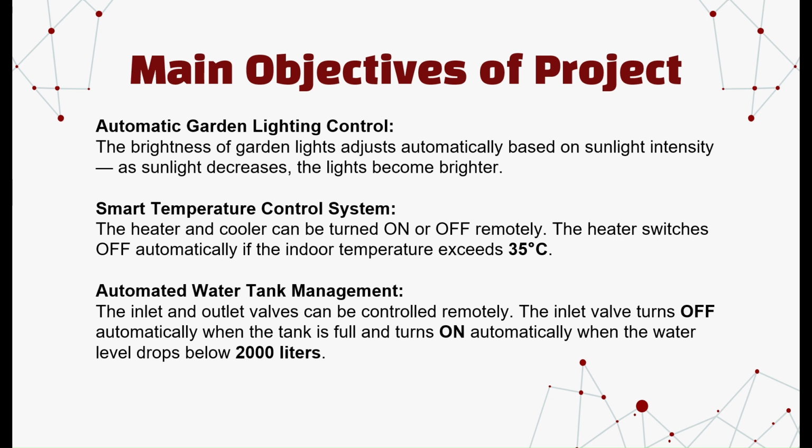The main objective of our project is automatic garden lighting control. The brightness of garden lights adjusts automatically based on sunlight intensity. As sunlight decreases, the light becomes brighter. Smart temperature controller system: the heater and cooler can be turned on and off remotely. The heater switches off automatically if the indoor temperature exceeds 35 degrees Celsius.